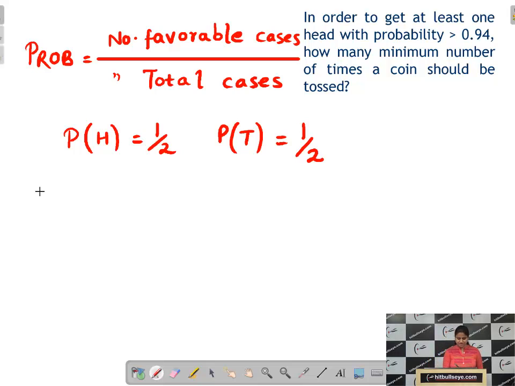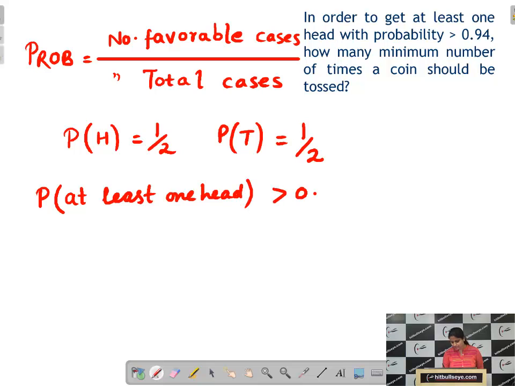So what is the question here? That is, what is the minimum number of times a coin should be tossed so that the probability of getting at least one head should be greater than 0.94. What do you mean by getting at least one head? It means either you are getting one head or you are getting 2 heads and so on. Suppose we have tossed this coin n times.